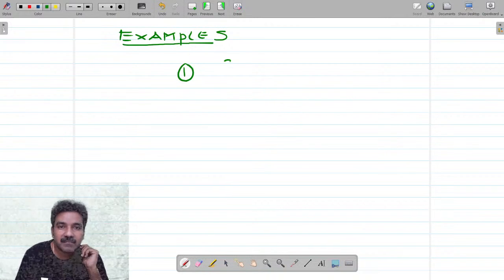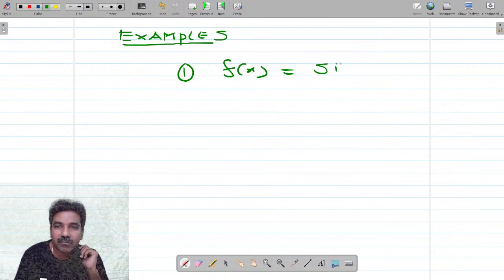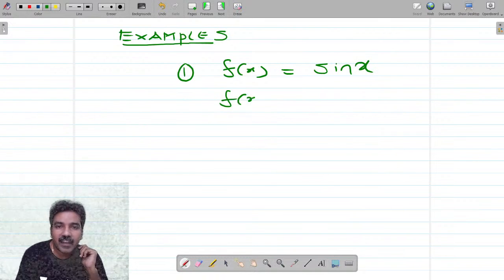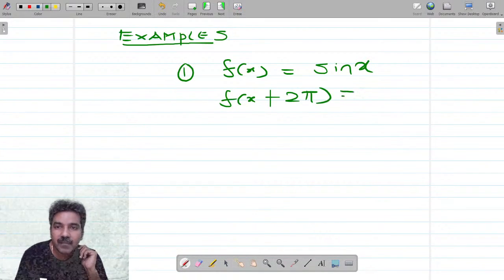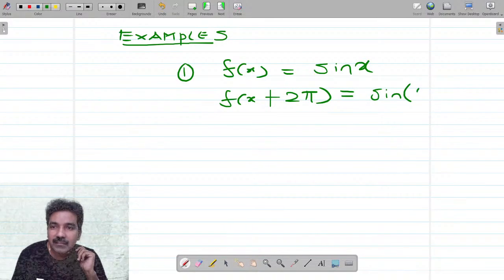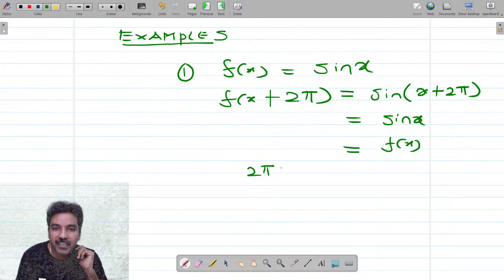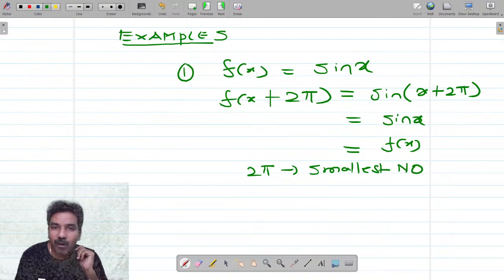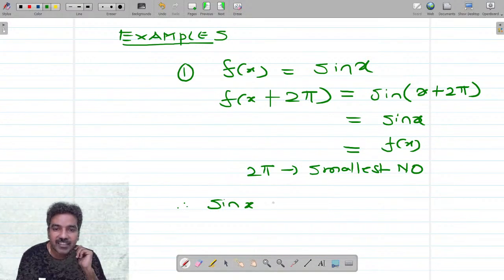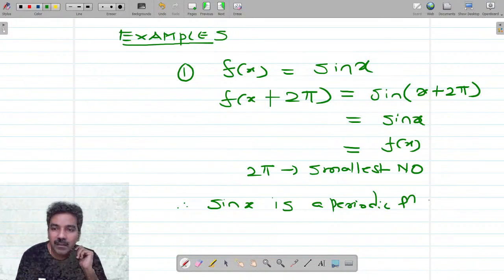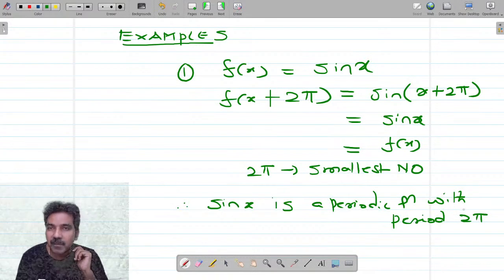Suppose I am taking f of x equal to sin x. Here f of x plus 2 pi equal to sin of x plus 2 pi, and here you will get it as sin x. This is f of x. And 2 pi is the smallest number with the above property. Therefore, sin x is a periodic function with a period 2 pi.